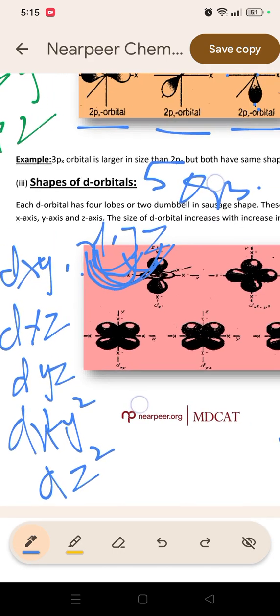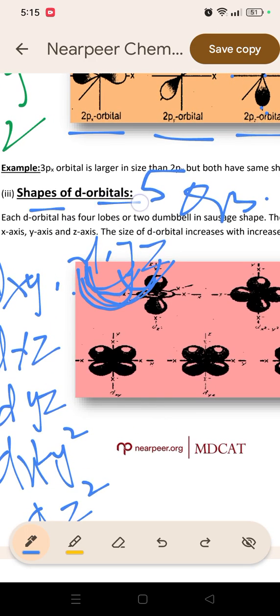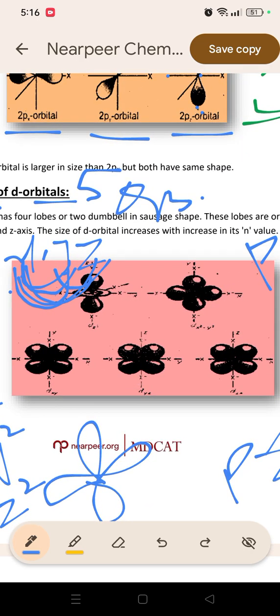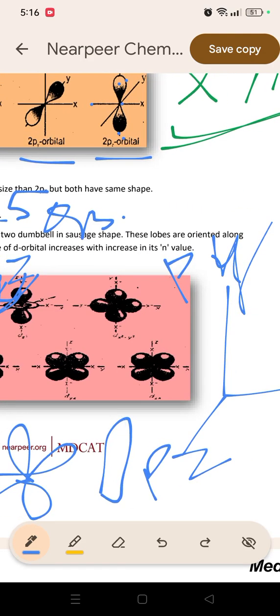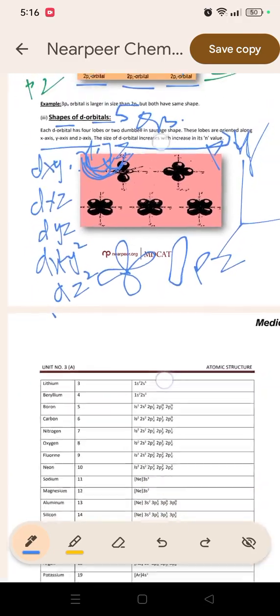So let's read this one, and they are dumbbell-like shapes. The d orbital has 4 lobes, as I just told you, because you can see the shape 1, and here would be the second shape, 2 shapes. There are 4 lobes of 2 dumbbell shapes in sausage shape. Sausage is like a mitochondria, or you might even have eaten it. So they're like that shape, and these lobes are oriented along the x-axis, y-axis, and z-axis. The size of the d orbital increases with an increase in n, of course, the size would increase when we increase its orbitals. So I'm sure it's clear.